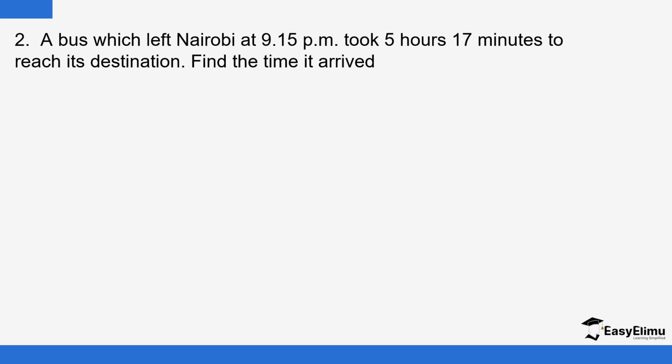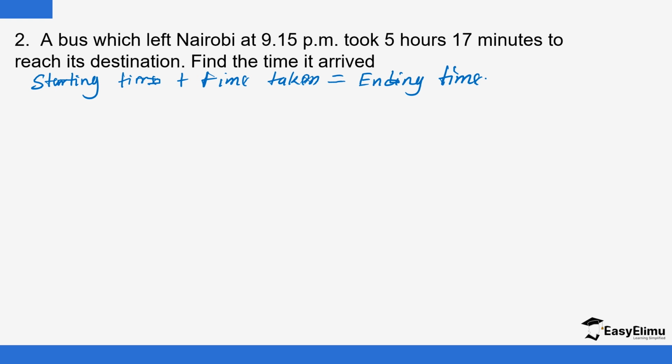So we continue. So there is a bus which left Nairobi at 9:15 p.m. Took 5 hours 17 minutes to reach its destination. Find the time it arrived. So again, the same formula we used. Starting time plus time taken is equals to ending time. So here, the time taken is already given, so I don't have to calculate. It's 5 hours 17 minutes.